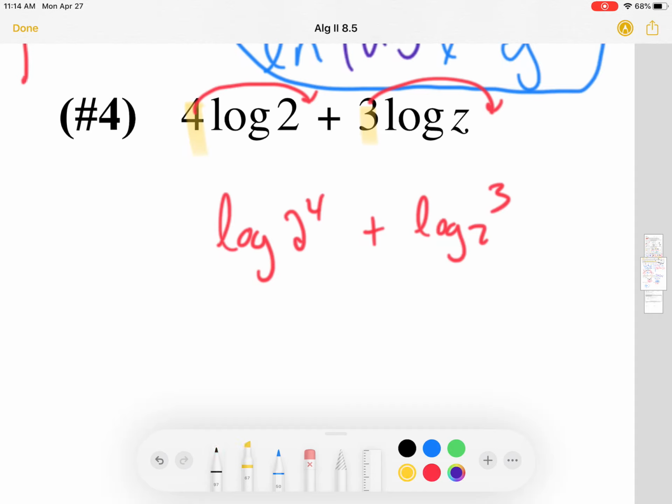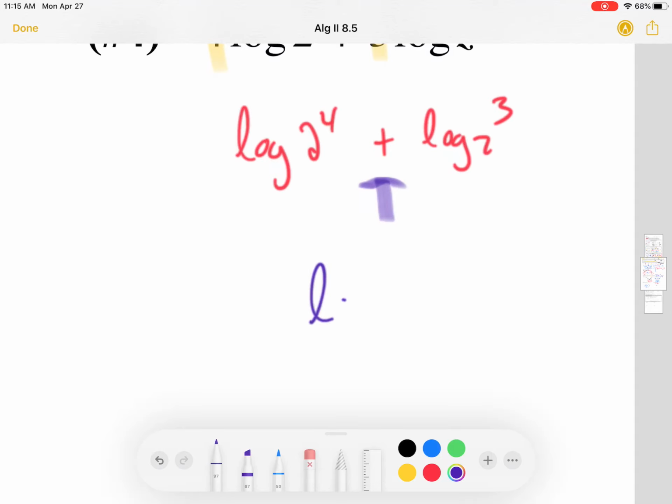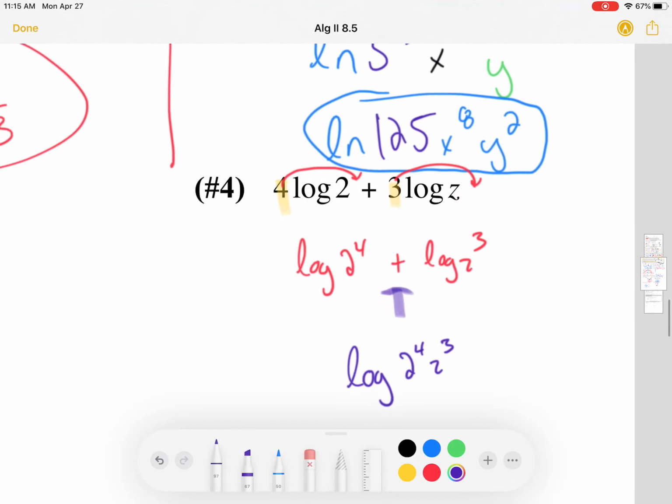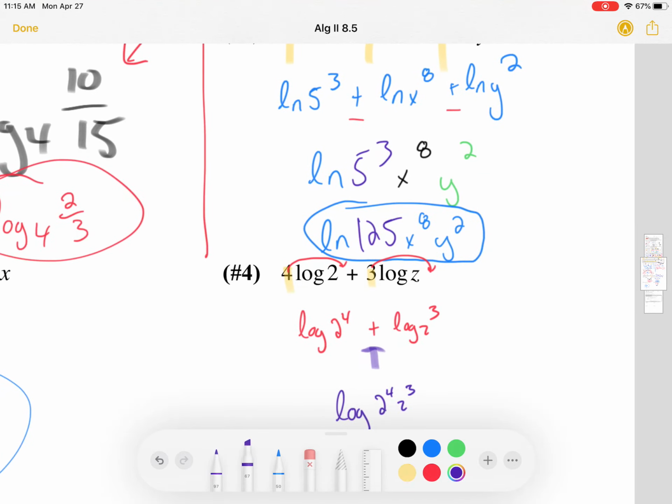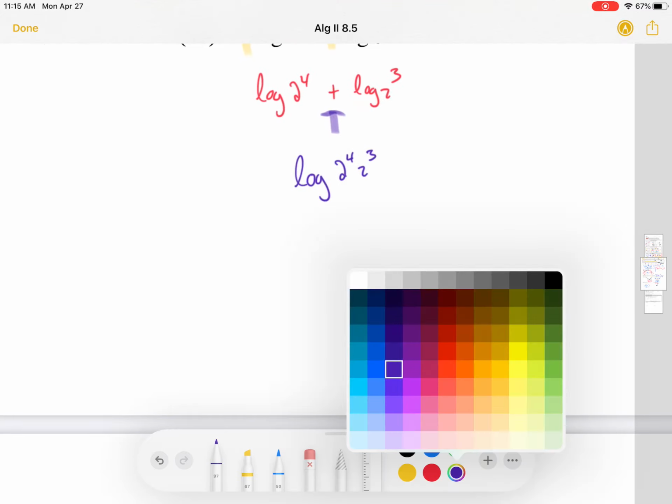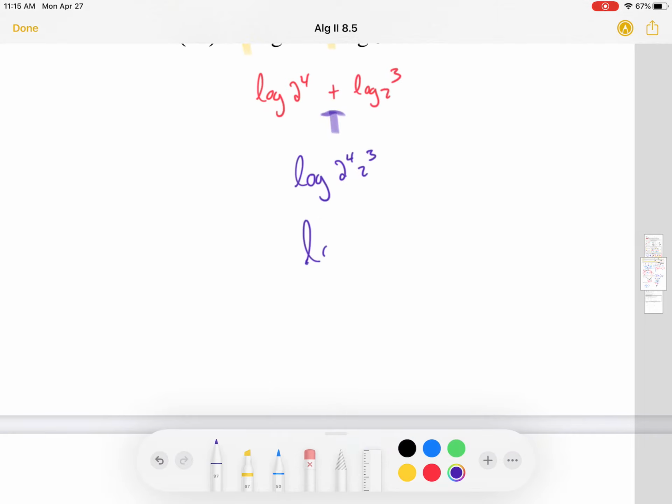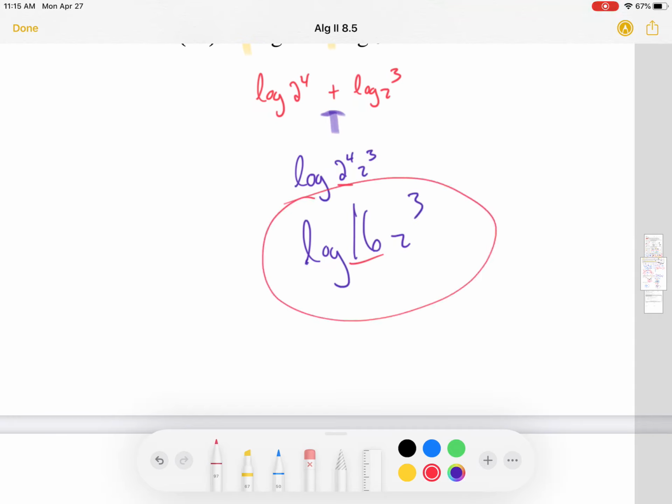Again, I have the same base because there's technically a 10 in the highlighted yellow portion. Now what we can do is say, well, this is adding. So when I smush this guy together, when I combine 2 to the 4th and z to the 3rd, it becomes multiplication. So I get log of 2 to the 4th, z to the 3rd. And just like in number 2, when we said, hey, 5 to the 3rd, that's the same as 125. Well, I can say 2 to the 4th is really 16 z to the 3rd. All I did was say 2 to the 4th was 16. That would be your final answer.